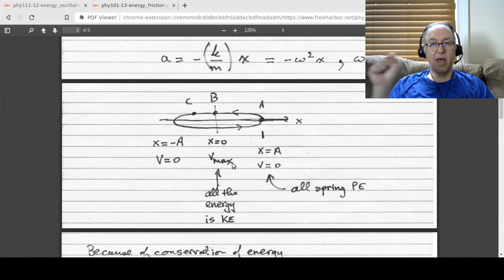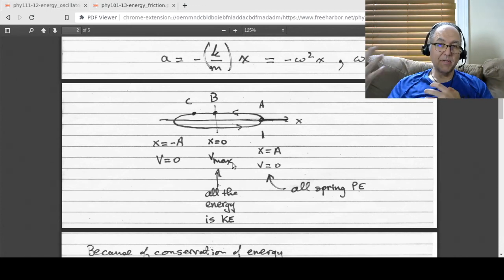So as the oscillator oscillates back and forth, another way to think about the dynamics is that the energy sloshes between being all potential, all kinetic, and then all potential, back and forth like that. So let's trace this out and think about where the energy is all potential and all kinetic.